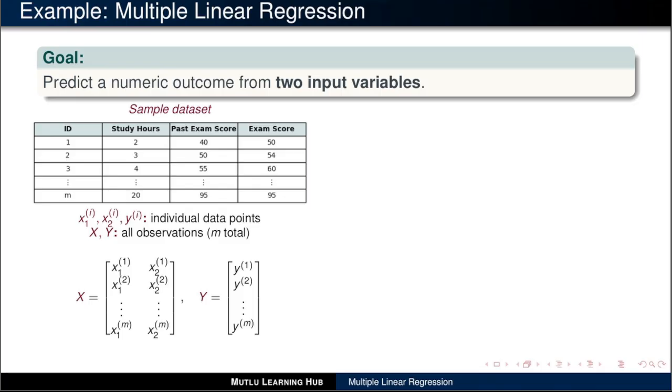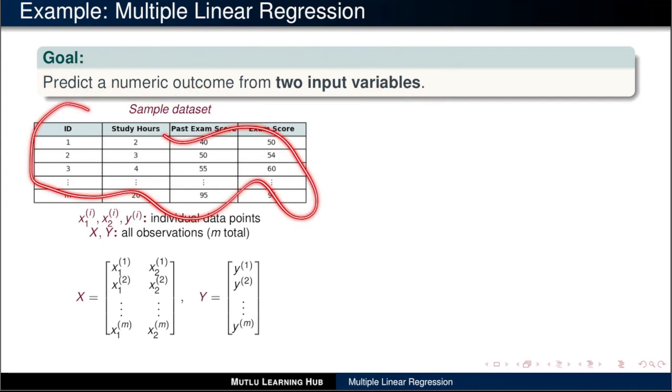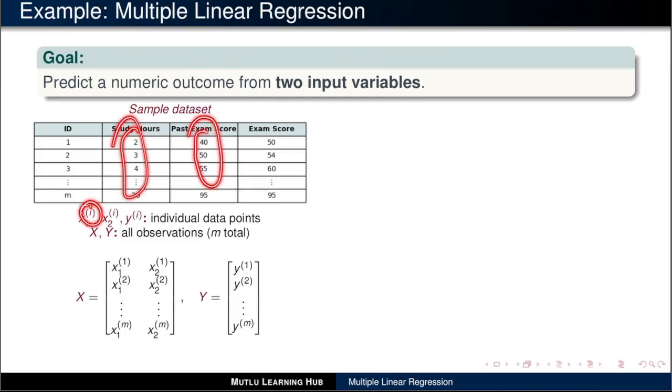Here, our goal is to predict a numeric outcome from two input variables. On the left, you can see a sample data set. Each observation here has two input features, x1_i and x2_i. These are individual data points. And y_i is the exam score, the output. For instance, this could represent something like predicting exam scores from study hours and past grades.